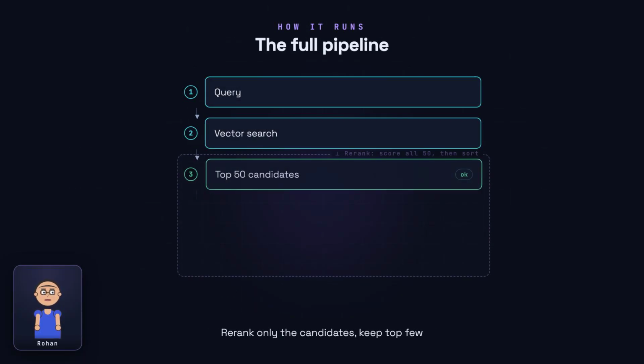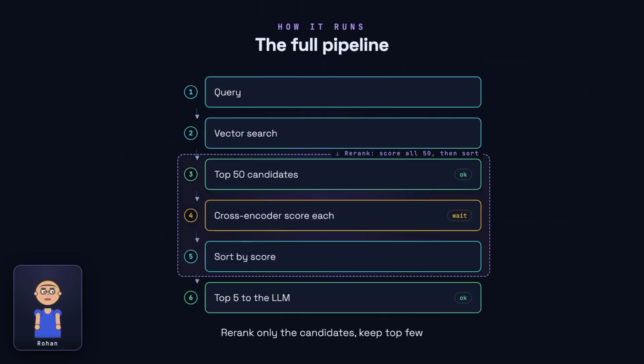Here's the whole thing. Vector search gives 50 candidates. The cross-encoder scores each one against the query. We sort by that score, and only the top 5 go to the LLM. Notice, the boxed part must happen together. You score all 50, and then sort. Because a single score is meaningless until you compare it against the others.